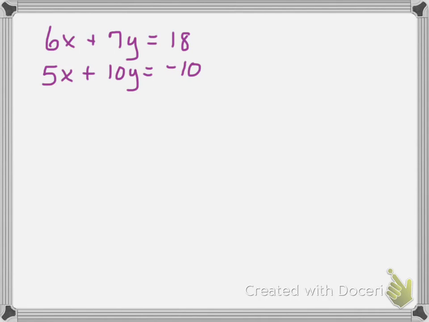Problem here is if I add these two equations together, I'm not going to eliminate either the x or the y. I'll still end up with two variables inside one equation. That's not really what I want to do here. I want to try to eliminate one of the variables. So I can choose either the x or the y. In this case, let's get rid of the y's.